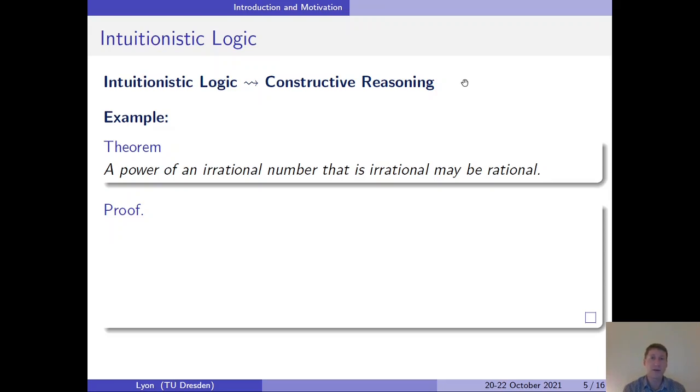And therefore, by contrast, this will give an idea about what constructive reasoning is. Now, what this theorem states is that there exist two irrational numbers such that one to the power of the other is a rational number. So how can we prove this theorem?